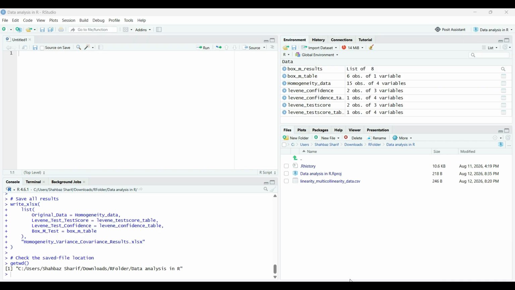As general guidelines, VIF values below 5 and tolerance values above 0.20 indicate no serious multicollinearity in our data. Values above 10 and tolerance values below 0.10 indicate a serious problem. So in this video, I will demonstrate how to examine scatter plots, calculate correlations, obtain VIF values and tolerance values, and interpret the complete results in R.